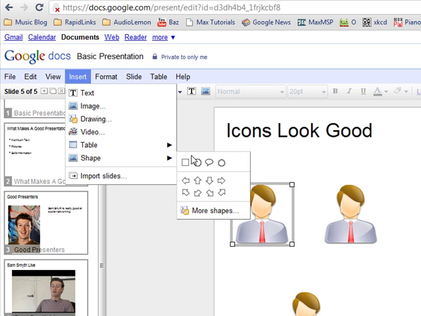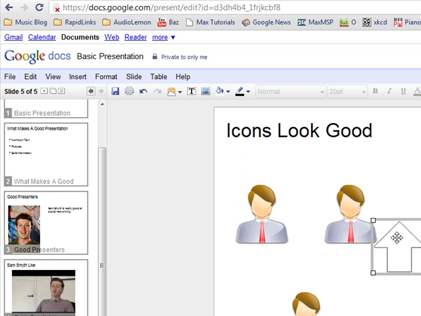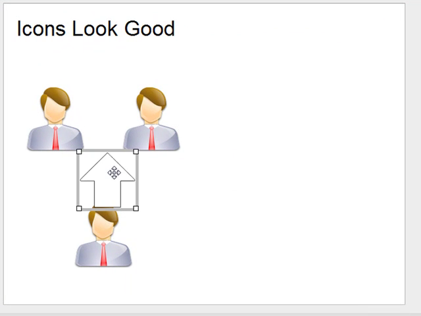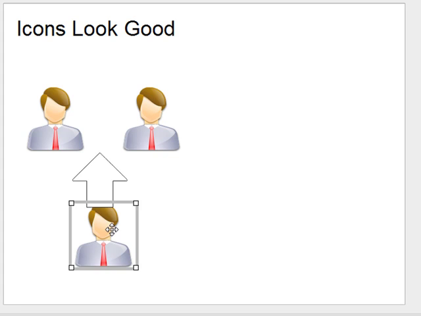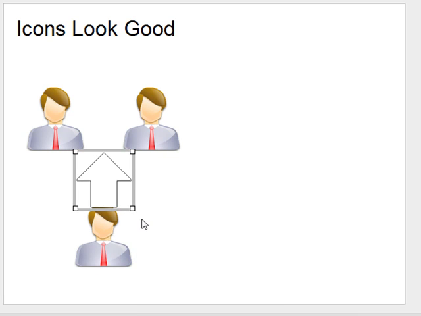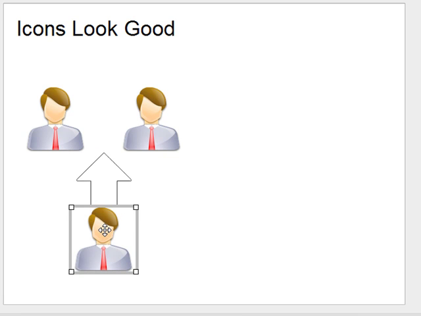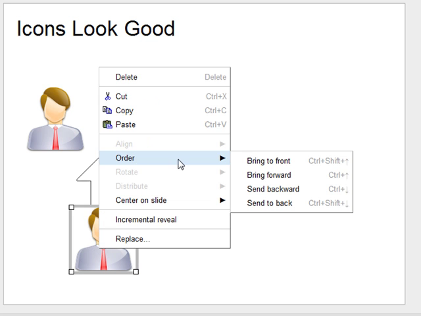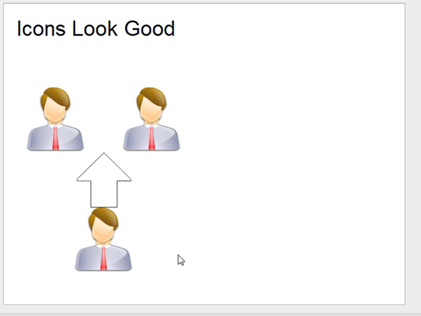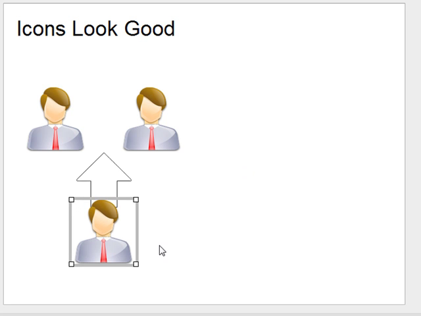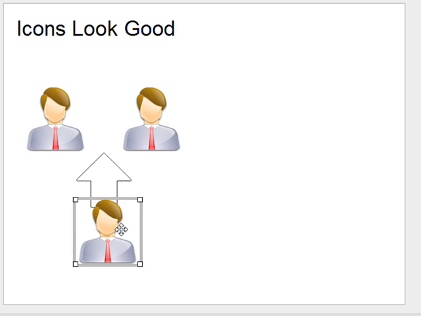We can insert little arrows and things like that. So I could do that, for example. You see the arrow is on top of his head. It makes it look a bit awkward. So maybe what I could do is move him down, or I could order him to put him to the front so he's on top. You know, so if I move him up now, he's on top.